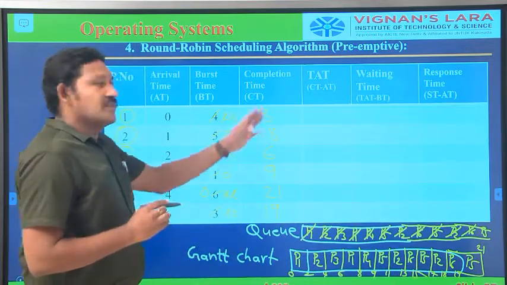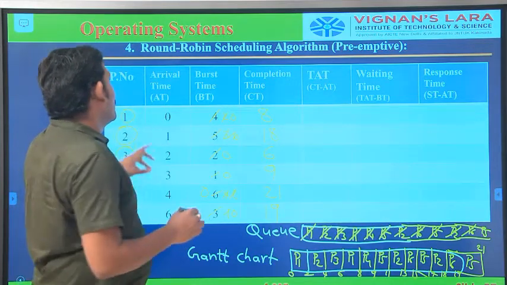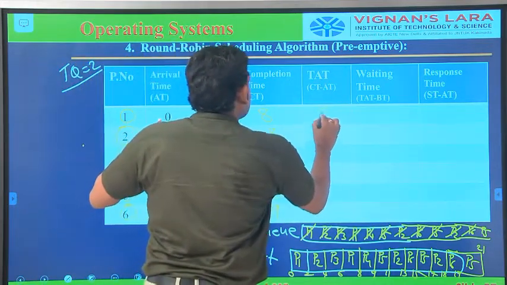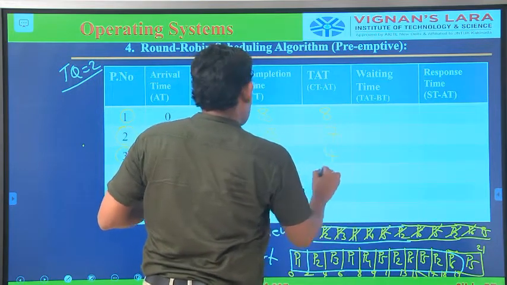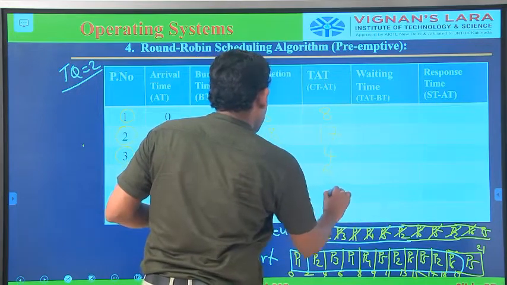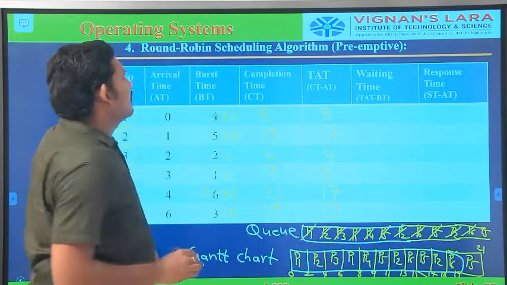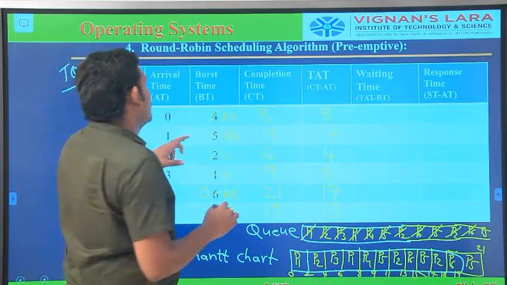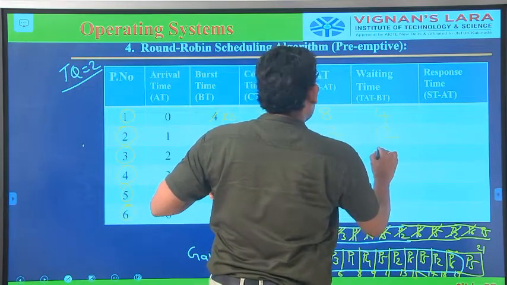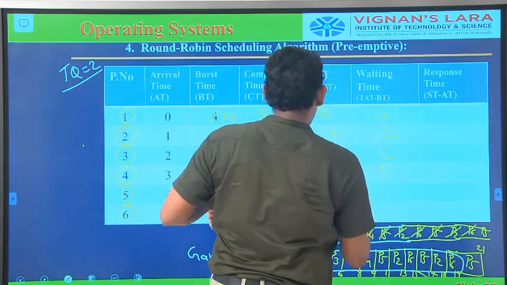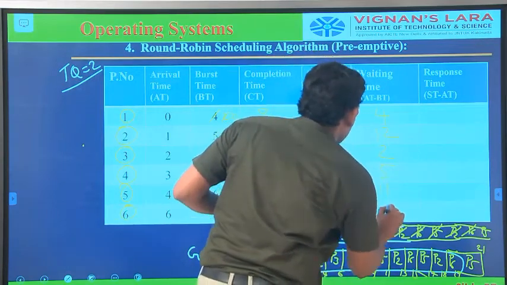Okay. Coming to the turnaround time, we already know that it's the difference between completion time and arrival time. So 8 minus 0, 8. 17, 4, 6, 17, 13. Coming to the waiting time, it's the difference between turnaround time and burst time. 8 minus 4, 4. 17 minus 5, 12. 4 minus 2, 2. 6 minus 1, 5. 17 minus 6, 11. 13 minus 3, 10.